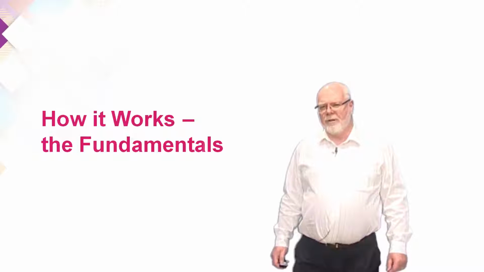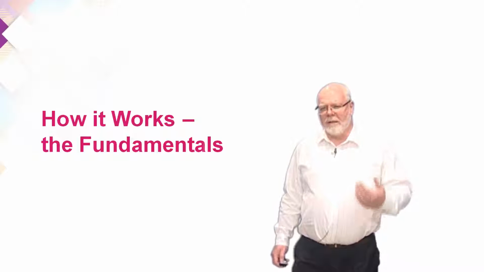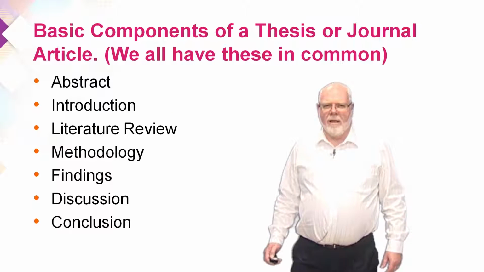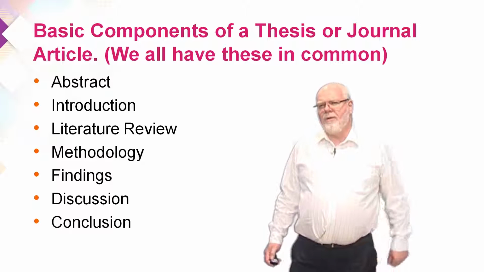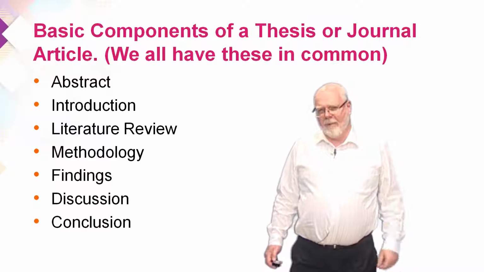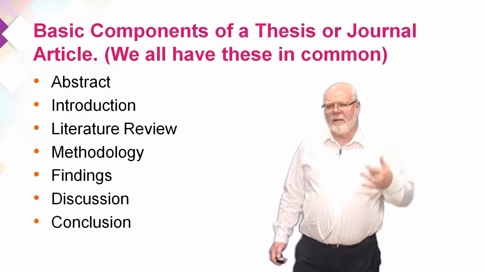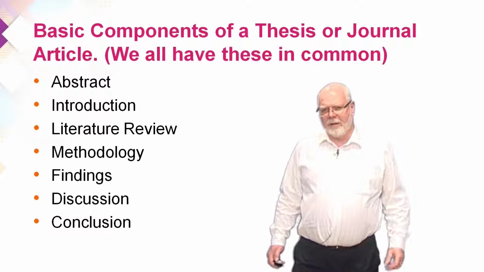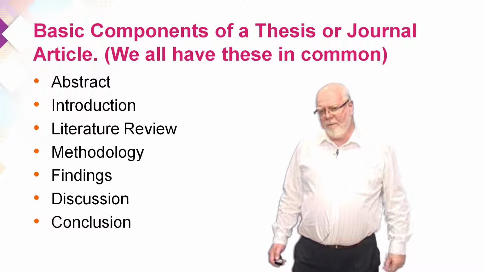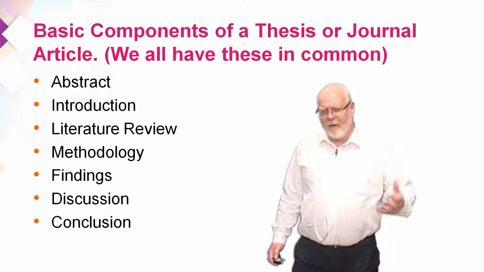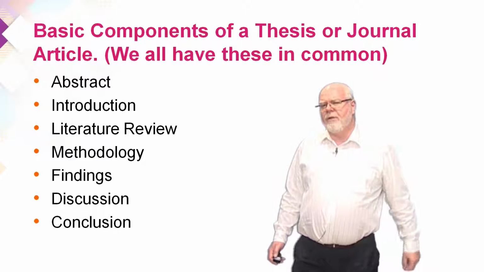So now we move to the section about how it works, the basics, the fundamentals. What we have here, the basic components of a thesis or journal article, are the things that we all have in common. We do an abstract, which basically gives you an indication of what you've covered and some of the new knowledge in it. The introduction is a roadmap for where your writing is going to go and what you're covering in that writing and how you intend to go about it and what each of the chapters do.